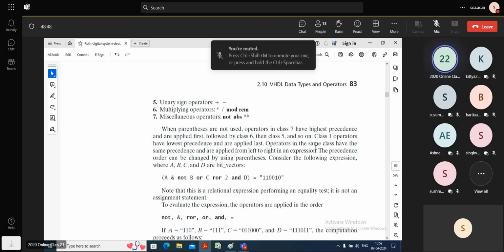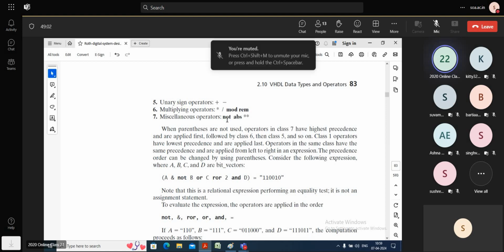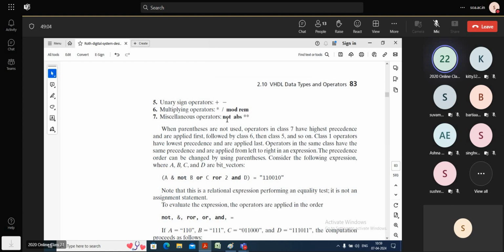But if you are using parentheses, as all of you know, whatever is inside the parentheses will be evaluated first. So if you want to change anything here, if you want something to be evaluated first but it does not have higher precedence, you can put it inside parentheses. Consider this example.